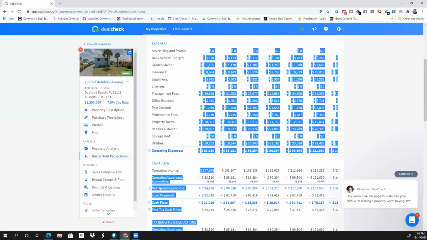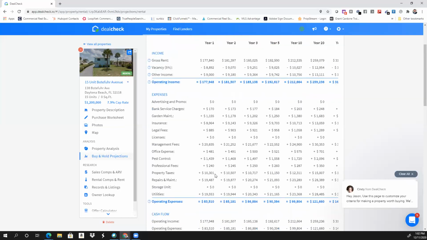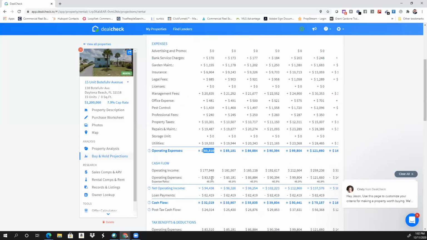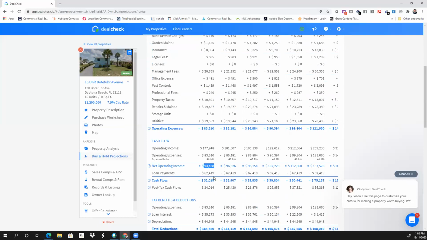So all of the operating income, as you see up here, right? 177. And then here's the expense. You subtract that. There's the 46. So your net is 94. That is before the loan payment. The loan payments, the debt service, the mortgage, the loan, there's a few names, that comes after.